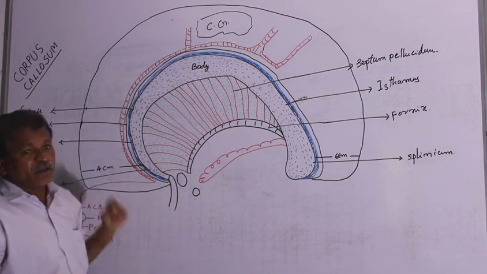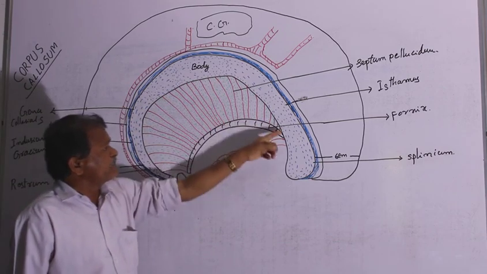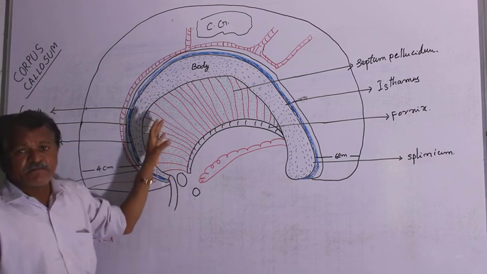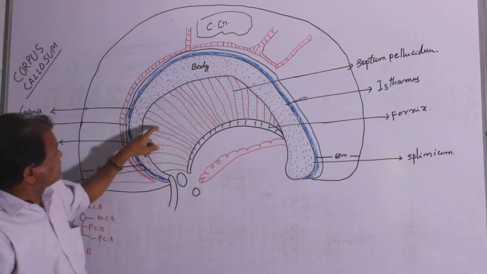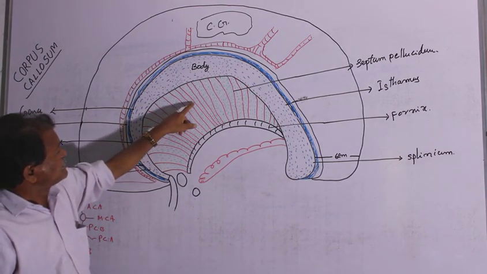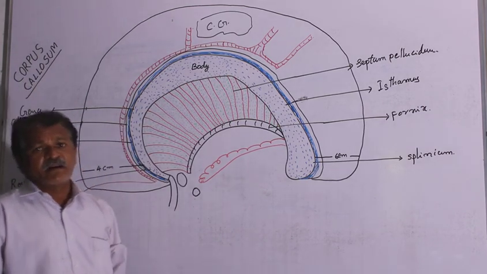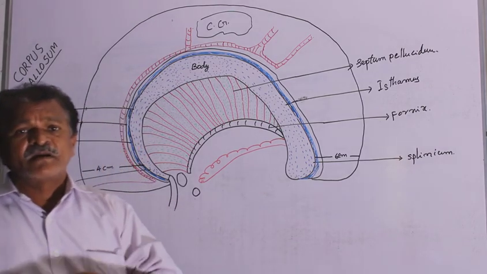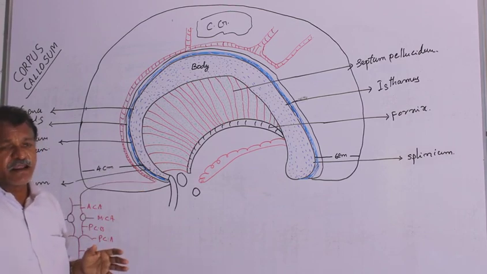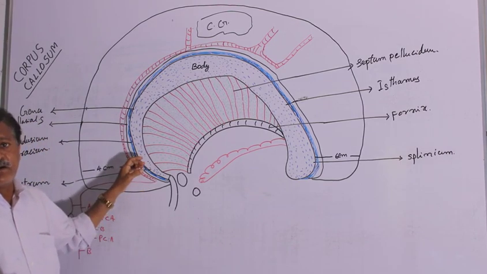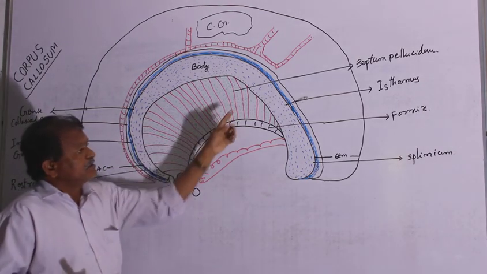So that is the superior relation. Inferiorly, the inferior surface is concave, and this concave surface forms the roof of the lateral ventricle. This one is given in green color, and that is the lateral ventricle. The lateral ventricle is present in the right cerebral hemisphere and also in the left cerebral hemisphere, and the lateral ventricles are separated by the septum pellucidum.